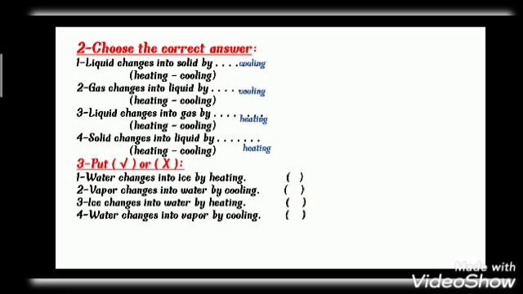Super. Put right or wrong. Number 1, water changes into ice by heating? No. Number 2, vapor changes into water by cooling? Right. Number 3, ice changes into water by heating? Yes. Number 4, water changes into vapor by cooling? No.